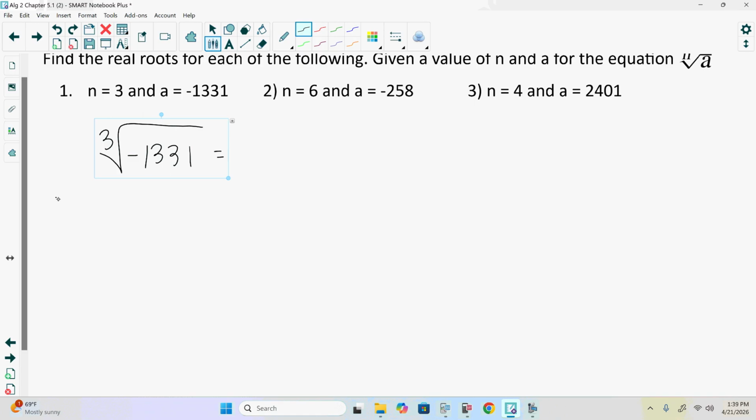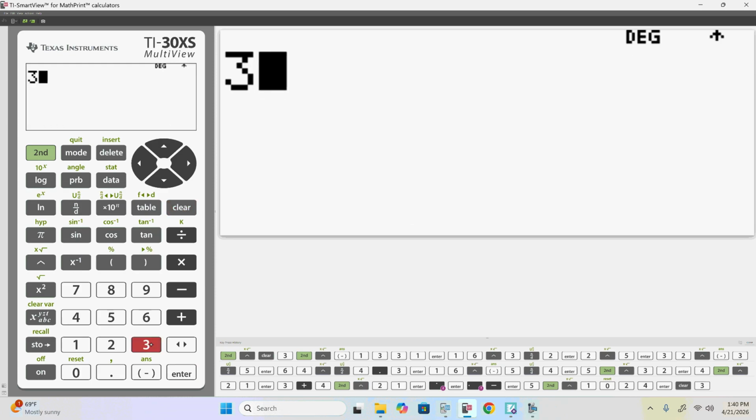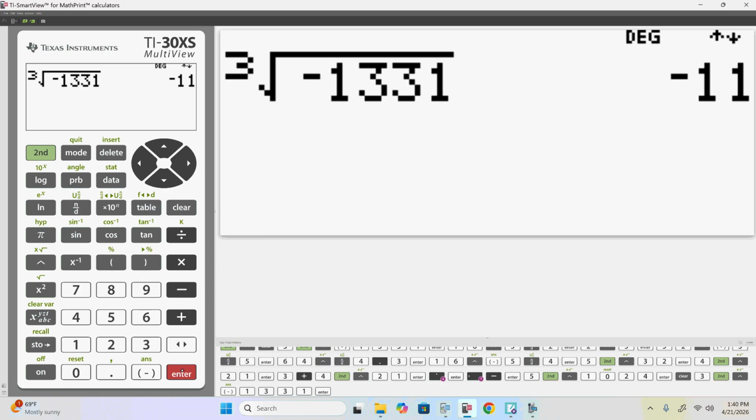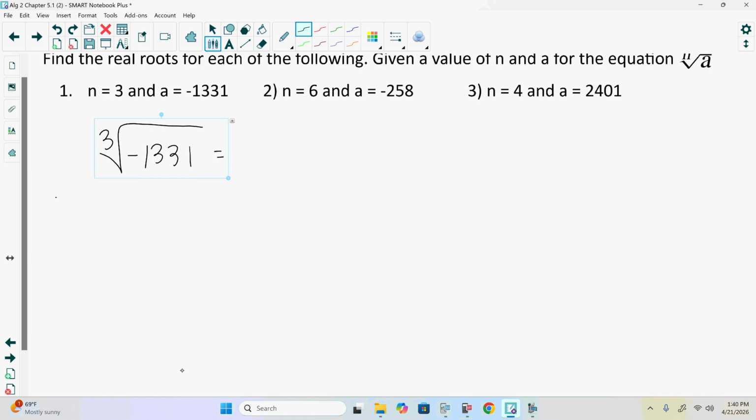According to our root properties, if we take the odd root of a negative number, we have one real root. If we take the odd root of a positive number, we have one real root. And if we take the odd root of 0, we still have one real root. Doesn't matter what it is, we can take that root. And at this point here, we can go cubed root of negative 1,331, and it tells us that the cubed root of negative 1,331 would be negative 11.